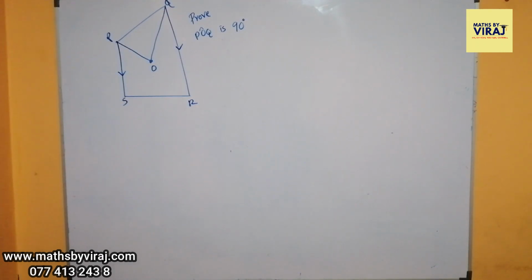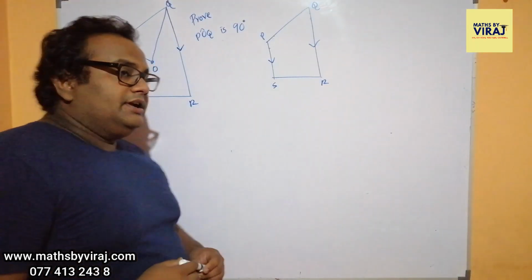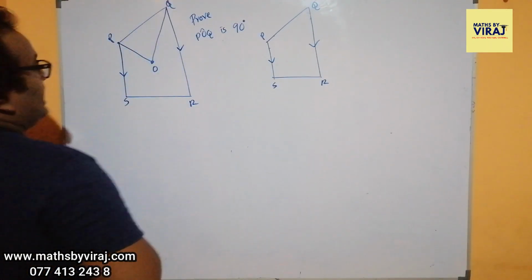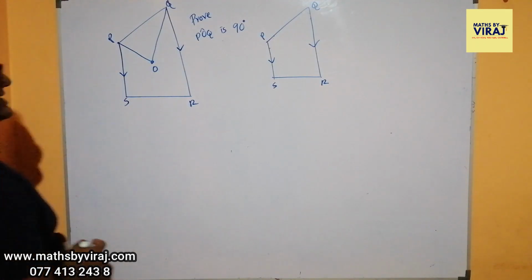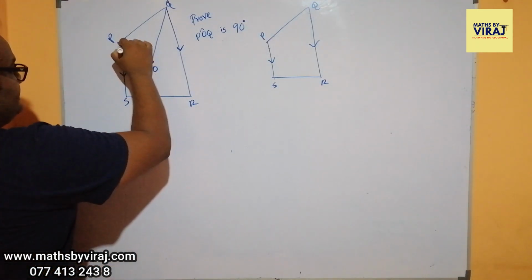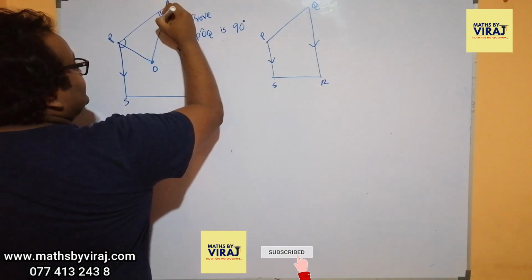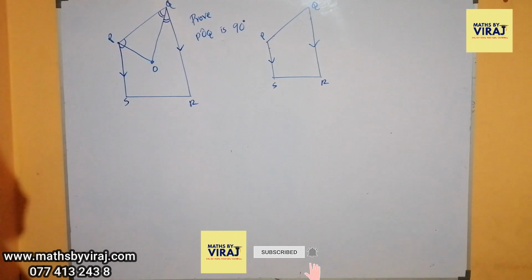Children, for the following question, it says, in the quadrilateral PQRS, the sides PS and QR are parallel to each other. The bisectors of the interior angles P and Q meet at O. Prove that angle POQ is a right angle, or angle POQ is 90 degrees. Right children, based on the data that is given, we know that these are angle bisectors, which means that this particular angle is divided into two equal angles. Likewise, these two angles are equal in value.